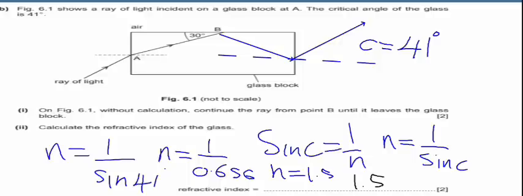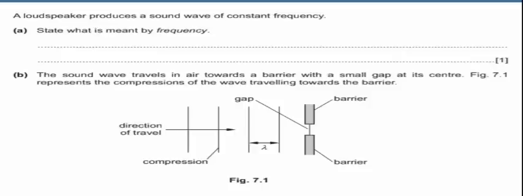So for refractive index, do not include the units. Do not include the units because it is a ratio. Let's see the next question.